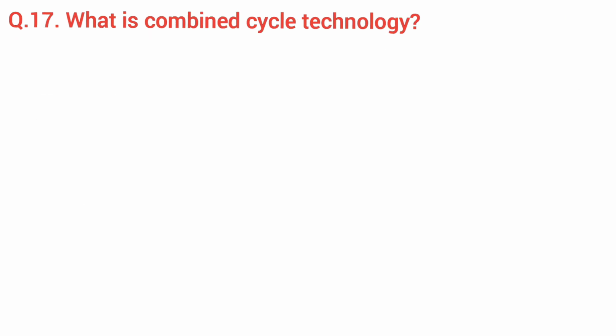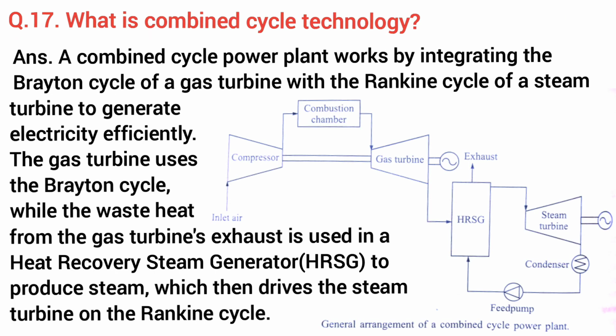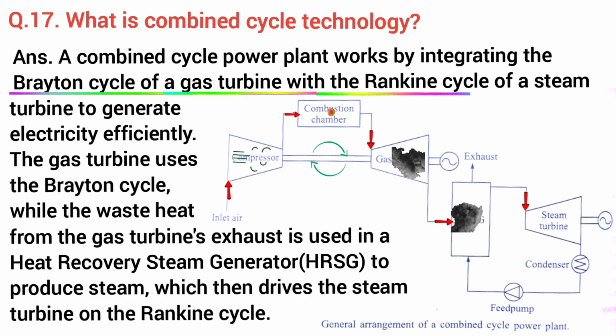What is combined cycle technology? A combined cycle power plant works by integrating the Brayton cycle of a gas turbine with the Rankine cycle of a steam turbine to generate electricity efficiently. The gas turbine uses the Brayton cycle, while the waste heat from the gas turbine's exhaust is used in a heat recovery steam generator, HRSG, to produce steam, which then drives the steam turbine on the Rankine cycle.